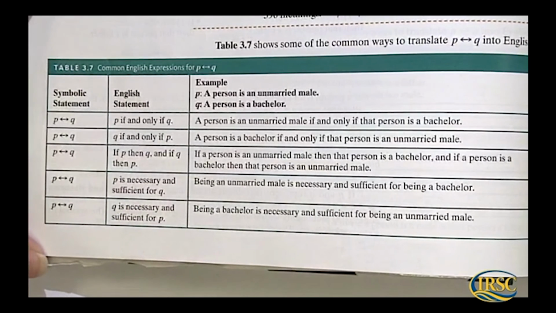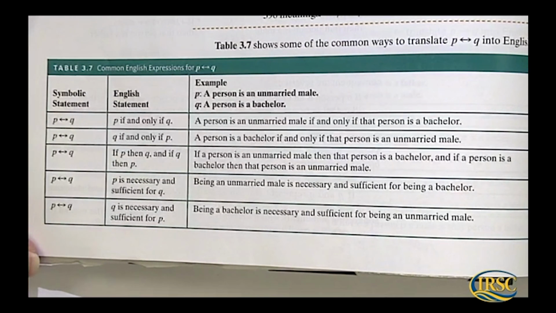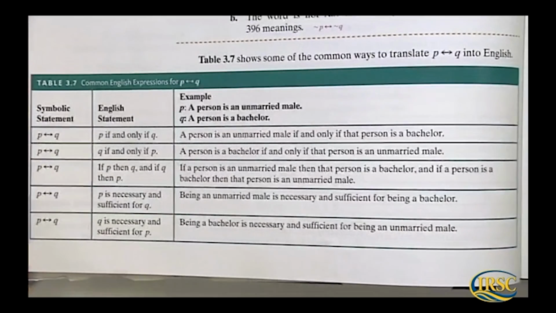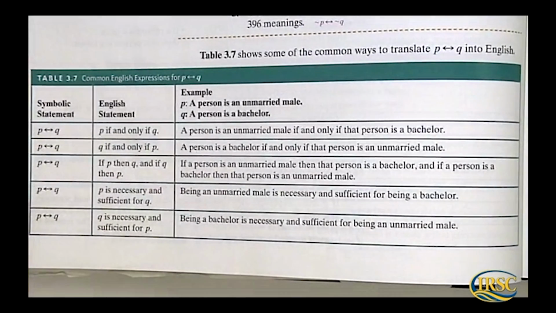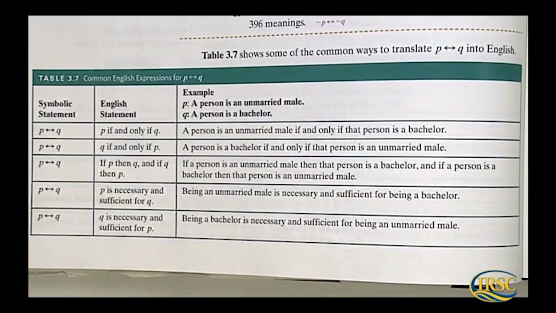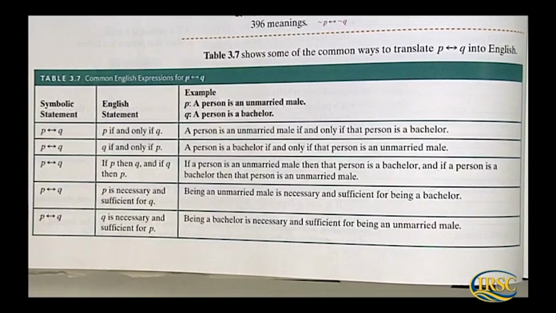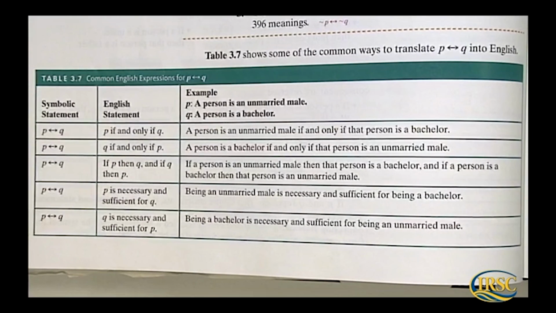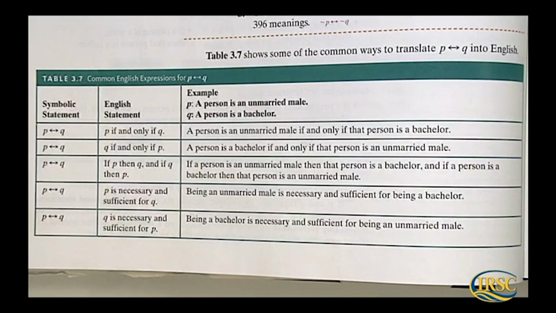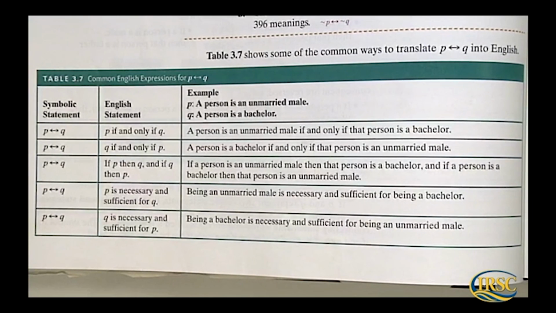Okay, so the thing about an if and only if statement is it's really an if-then statement in both directions. So the next two rows in the chart explain that you could rewrite it as two if-then statements. So it means if P then Q and if Q then P. So going from left to right and going from right to left.